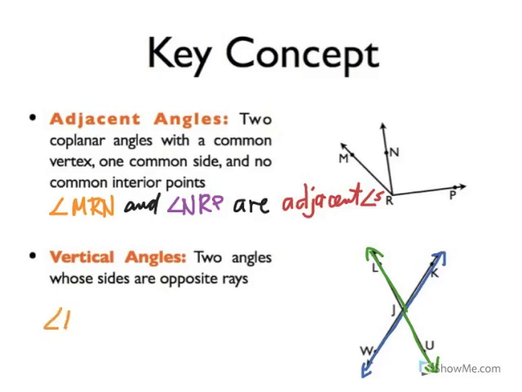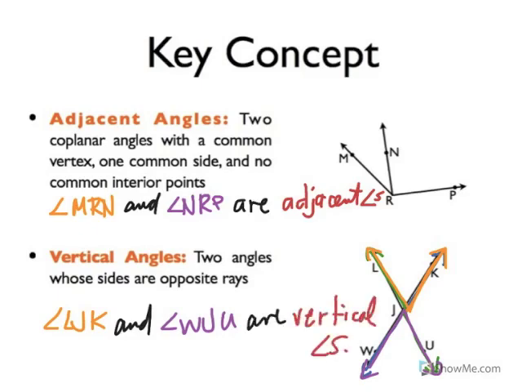That means that angle LJK, this angle here, and angle WJU, that would be this angle here on the bottom, are vertical angles. And likewise, you could also say that angle LJW and angle KJU are vertical angles.